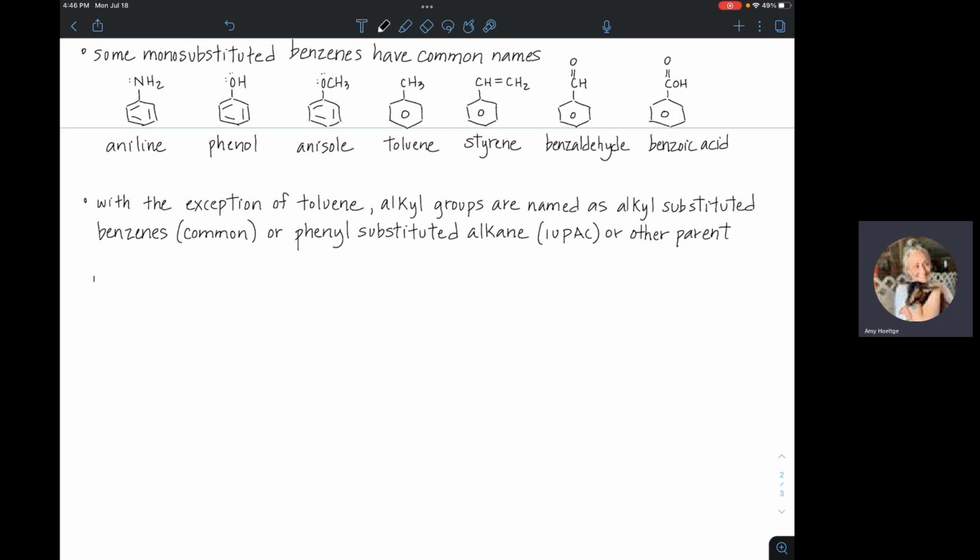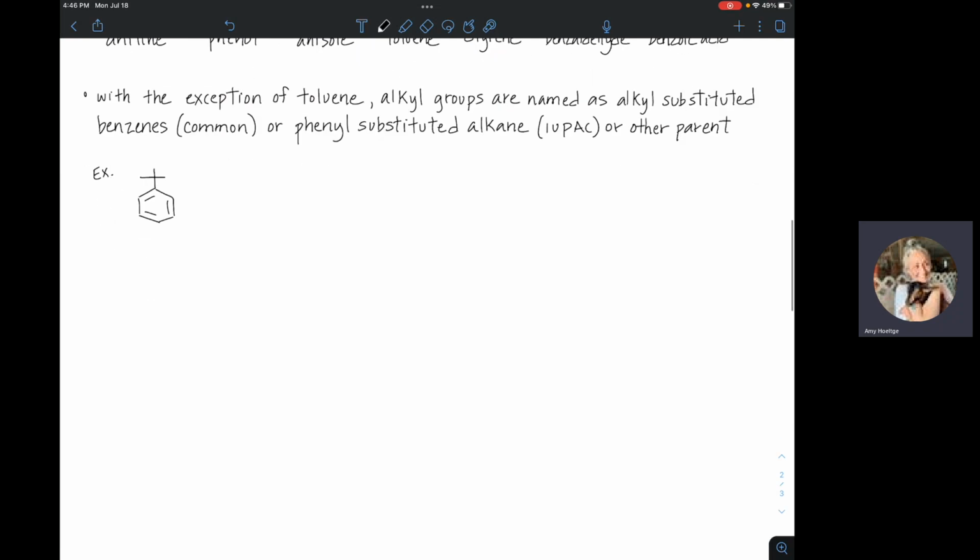So for example, I could have something like this. Again, you could draw those double bonds as just a little circle. I could refer to this as tert-butylbenzene. That would be common nomenclature, right? So the alkyl substituted benzene.